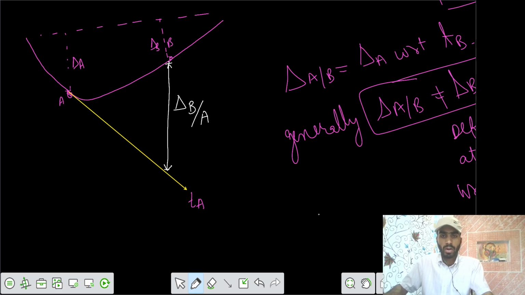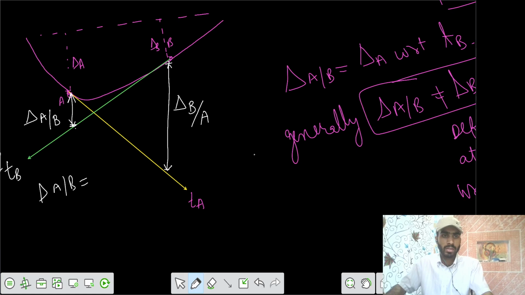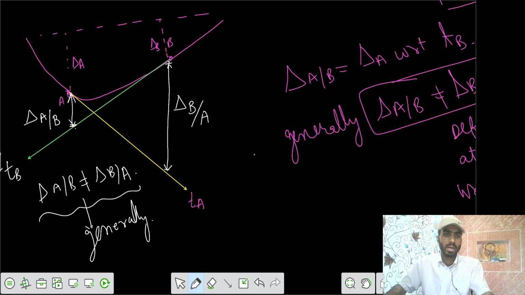Similarly, let's say you draw a tangent from B. This is your tangent from B. So what is this value? We can write it as the deflection at A, but it is with respect to the tangent you draw from B. So we can see that delta A with respect to B is generally not equal to delta B with respect to A. It can be the same also.